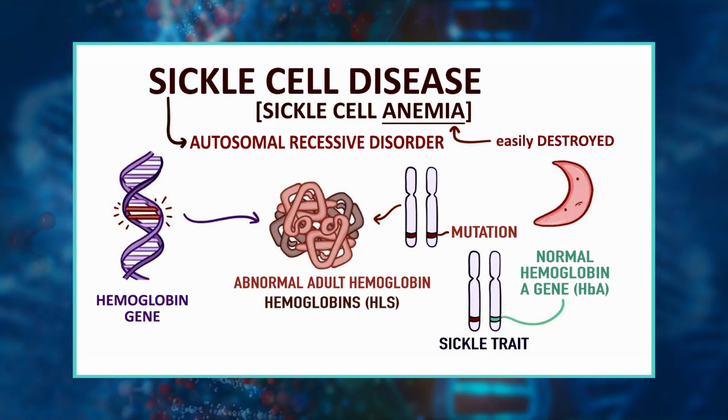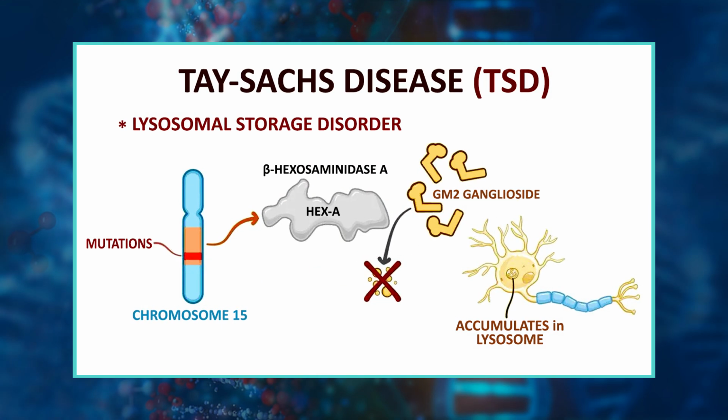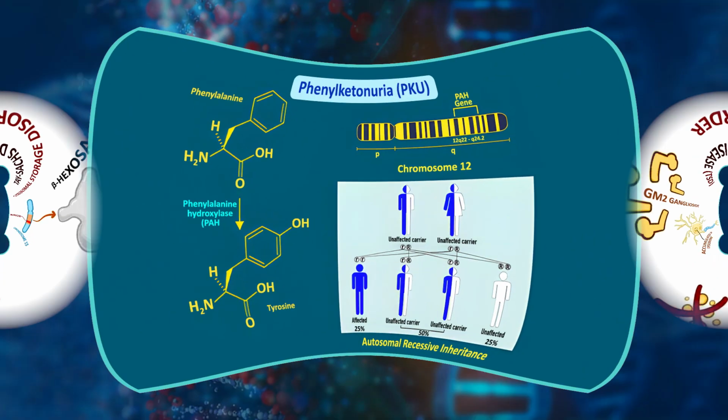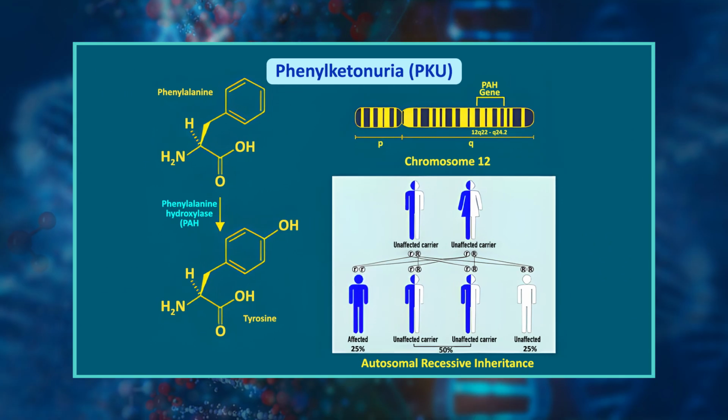Other examples of autosomal recessive genetic illnesses or disorders include the blood disorder, that is sickle cell anemia, the fatal neurological disorder Tay-Sachs disease, and the metabolic disorder phenylketonuria.